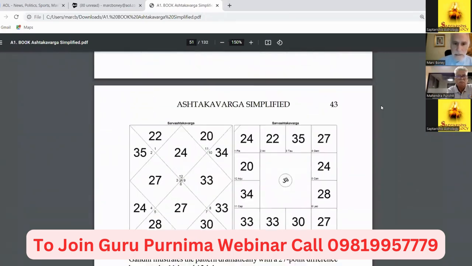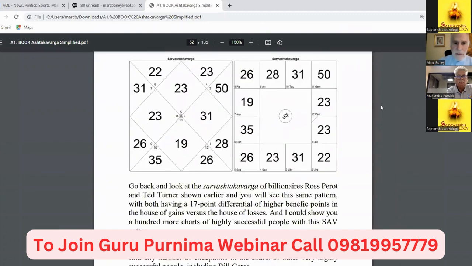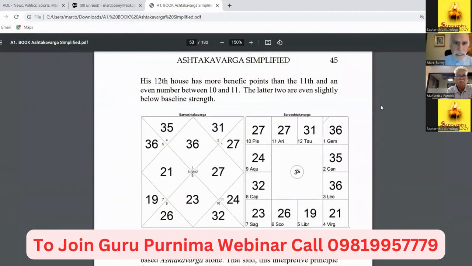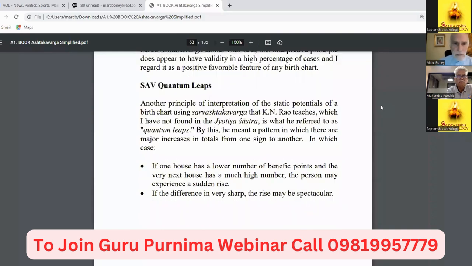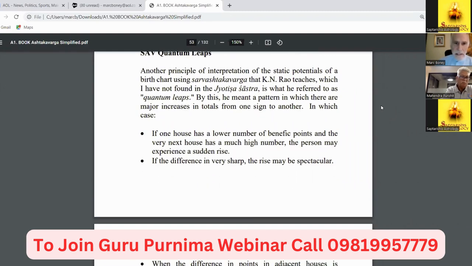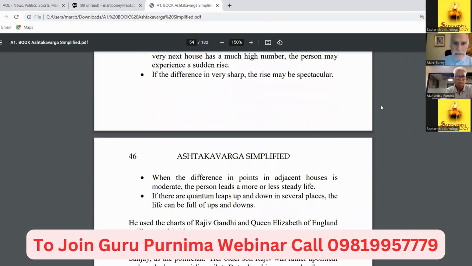So these are something that I wanted to show you in terms of one way of evaluating a chart from, you might say, the static potential point of view. What K. N. Rao also talked about is what he called quantum leaps. That is when you have one house that has a lower number of benefic points and the very next house is much higher, and a person can experience a sudden rise in life. And if the difference is very sharp, the rise can be quite significant.